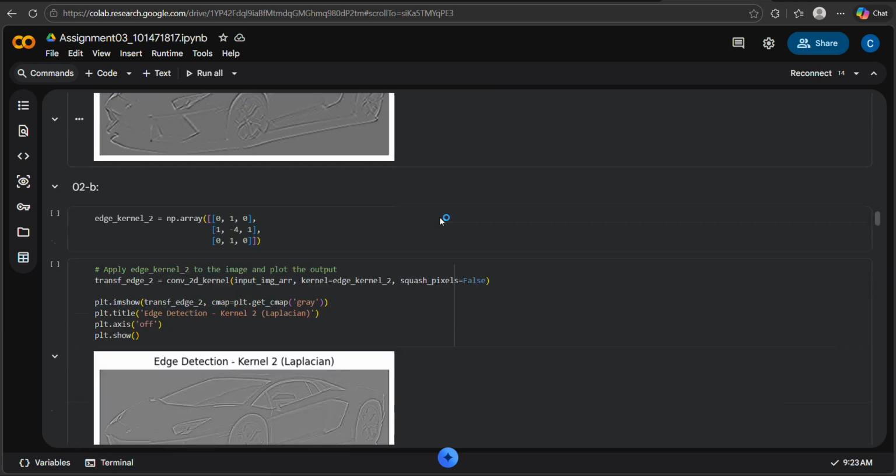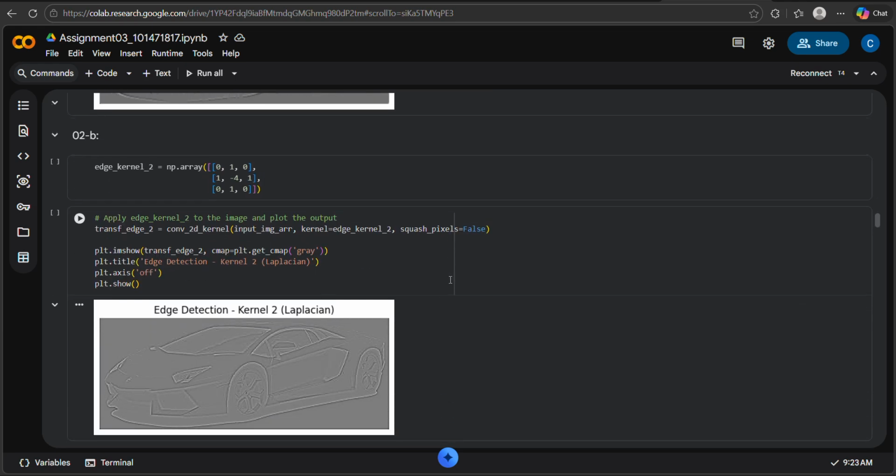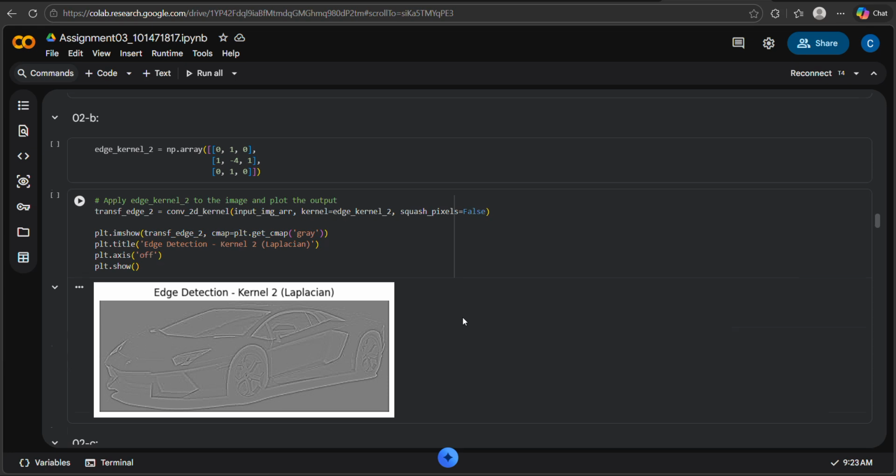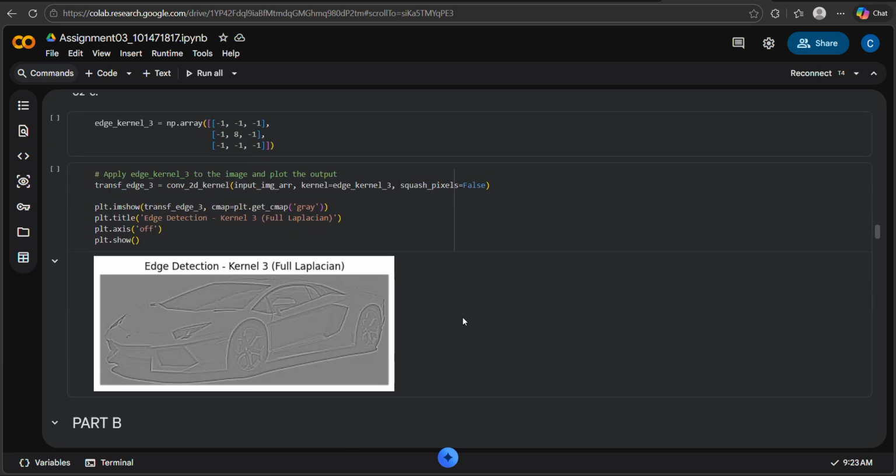Kernel 2, the Laplacian kernel, detects edges by measuring the second derivative of intensity. It responds to rapid changes in all four directions. And kernel 3, the full Laplacian, which includes diagonals. This one is more aggressive. It picks up edges in all eight directions and produces a sharper result.